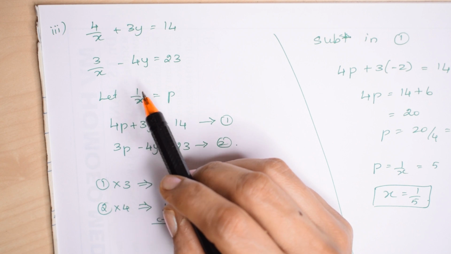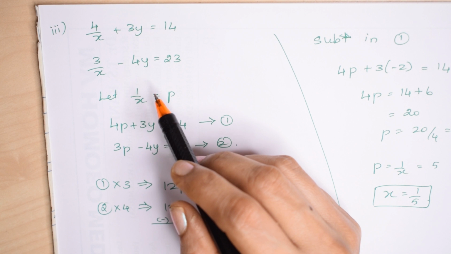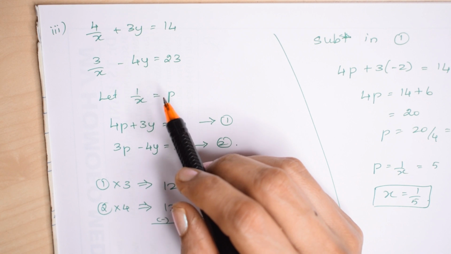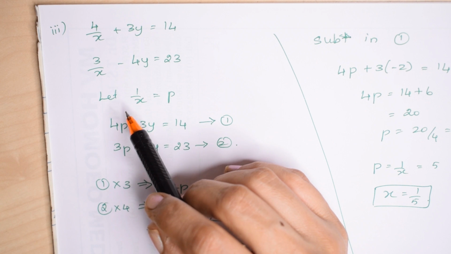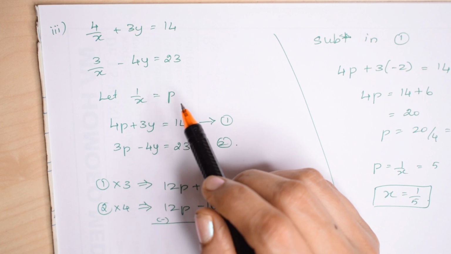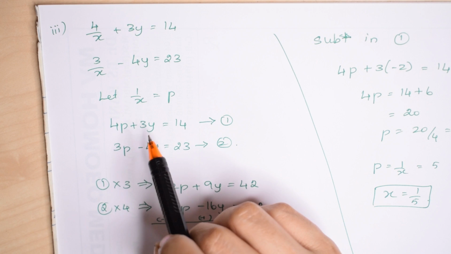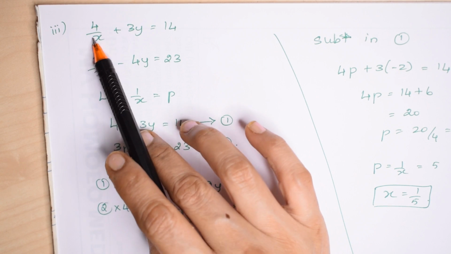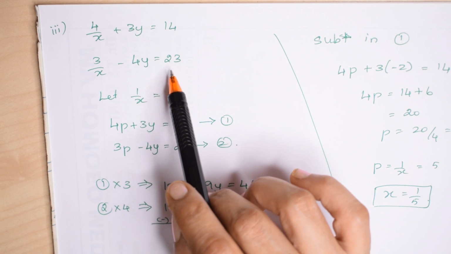4 by x plus 3y is equal to 14. Here in the sum, you see that the y is not in the denominator. Y is in the numerator. Only the x term is in the denominator. So I am introducing only one term, 1 by x. For that alone I am using p. The y stays like that itself. Okay. So here 1 by x is equal to p. So the equation becomes 4p plus 3y is equal to 14. 3x minus 4y is equal to 23.